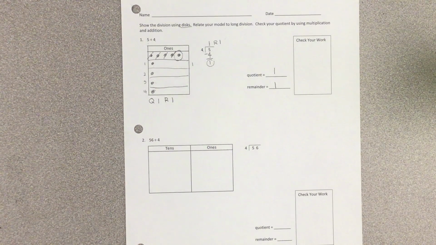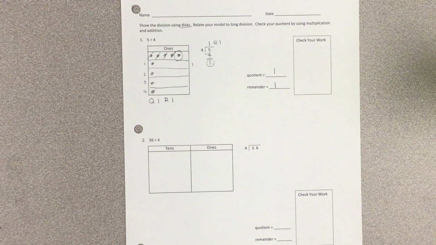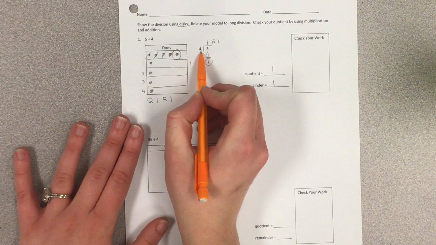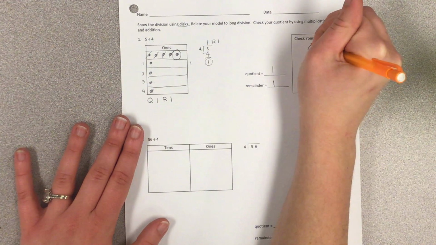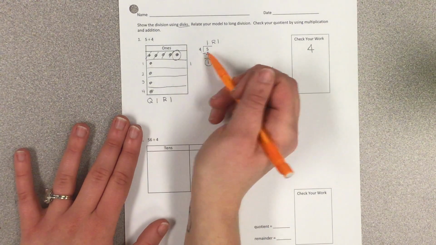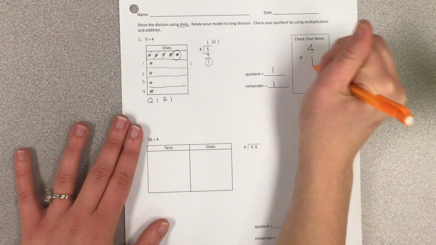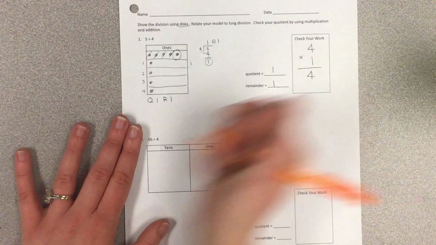When we want to check and see if our division is correct, we multiply and add our remainder to see if we're correct. So I'm going to start with the number that I'm dividing by, which is 4. Then I'm going to multiply it by my quotient, 1. 4 times 1 is 4.